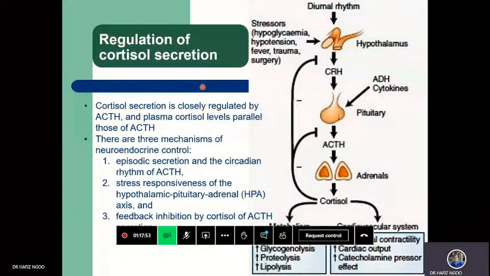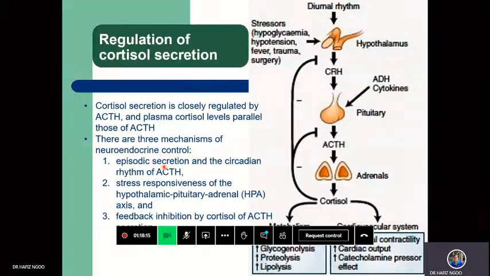So regulation is closely regulated by ACTH, and plasma cortisol level is parallel to that of ACTH, which means basically cortisol regulates its own secretion. And there are three mechanisms that control the neuroendocrine control.